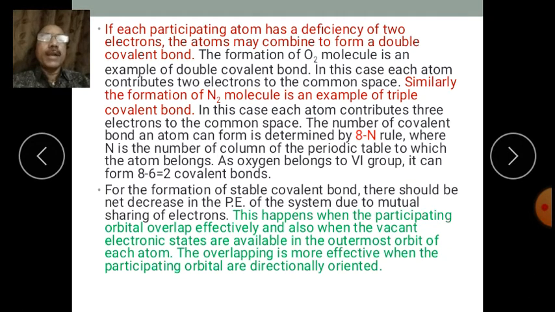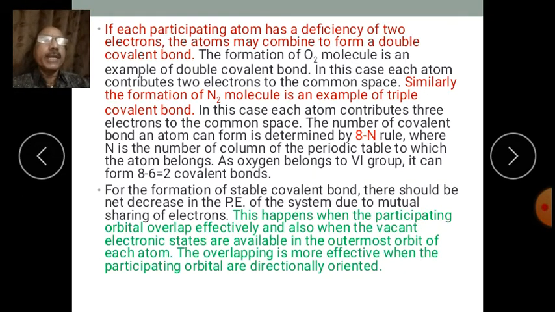The number of covalent bonds an atom can form is determined by the 8 minus n rule. How many covalent bonds an atom can form can be determined by a simple rule called the 8 minus n rule, where n is the number of the column of the periodic table to which the atom belongs, isn't it? For example, oxygen belongs to the sixth group. It can form 8 minus 6 equals 2, so it can form two covalent bonds.